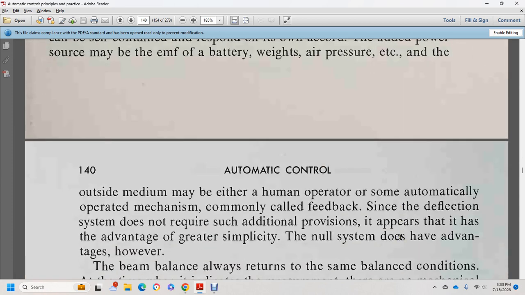The outside medium may either be human operated or some automatically operated mechanism, commonly called feedback. Since the deflection system does not require additional provisions, it has the advantage of greater simplicity, while the null system does have its own advantage.